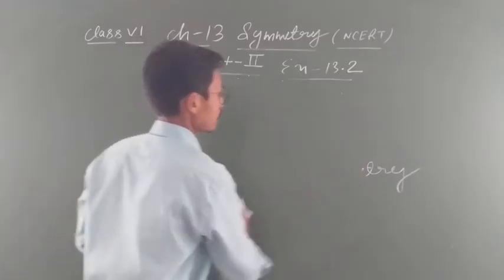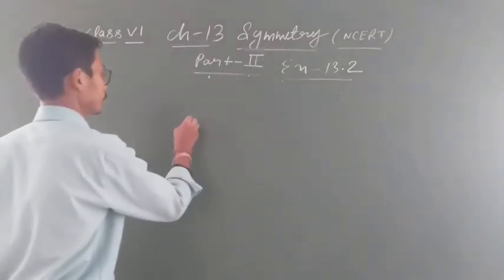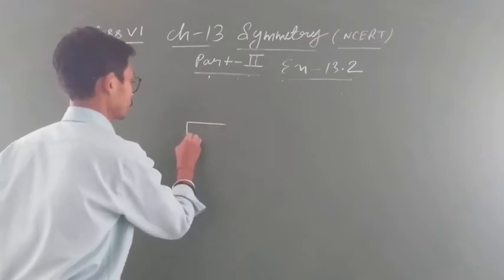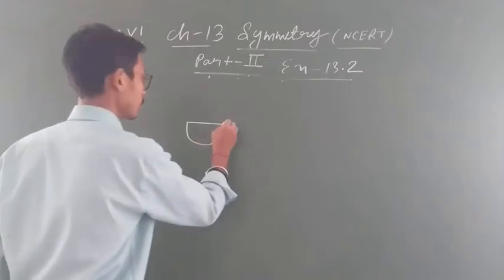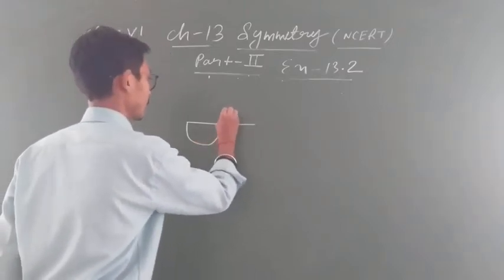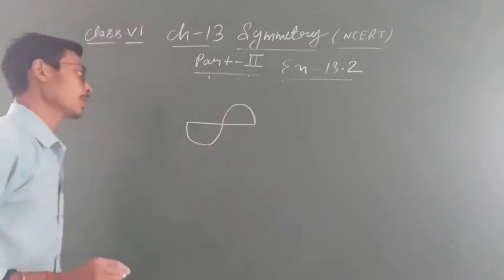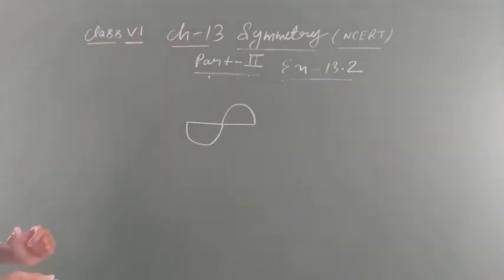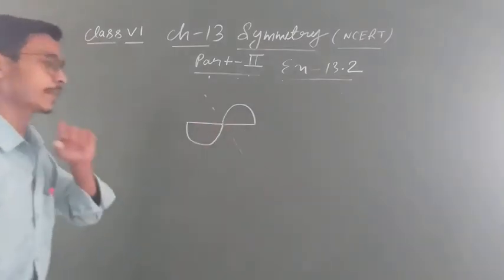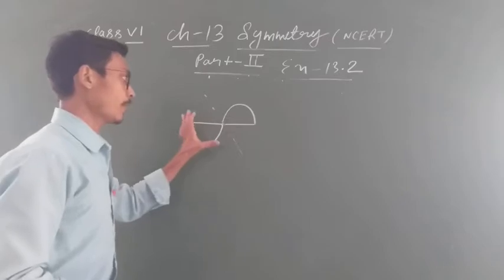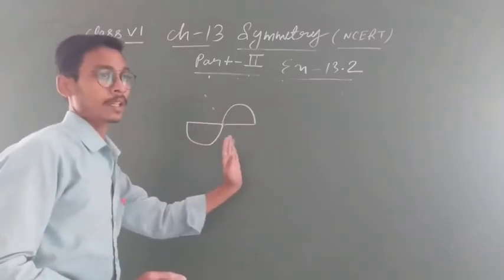Now one diagram is given, like this one. This type of diagram is given in your book. Now you have to find out the line of symmetry. Some students will draw like that. One thing, student, if you have to find out the line of symmetry, in this diagram if you draw this type of line, this will be incorrect.